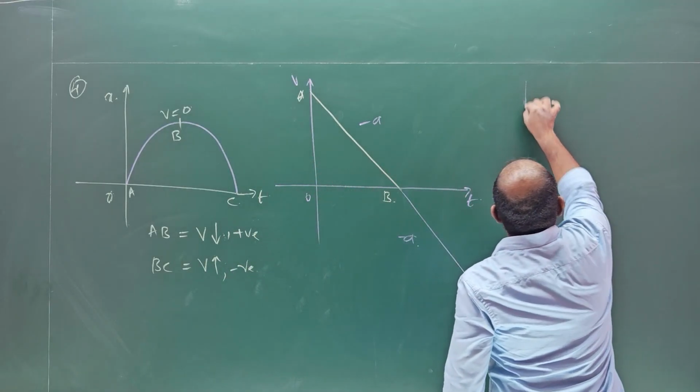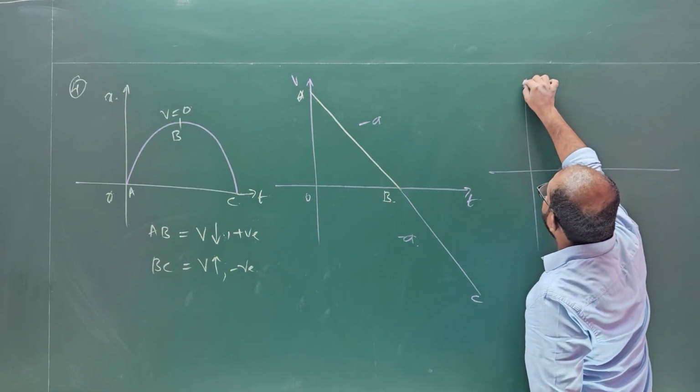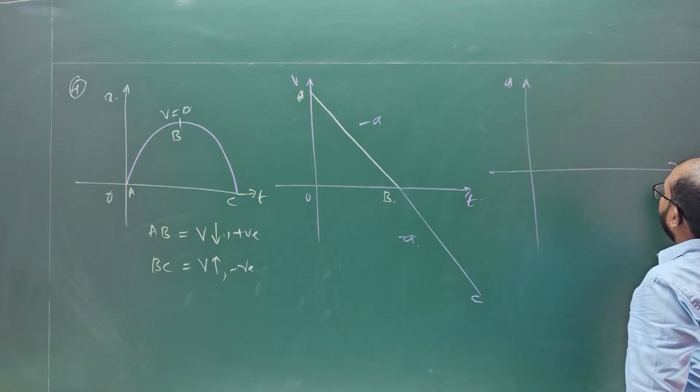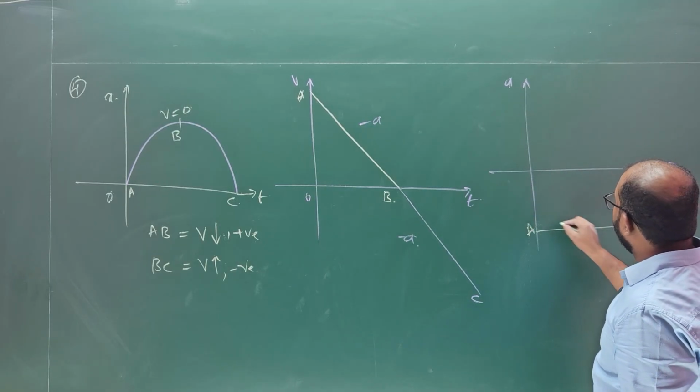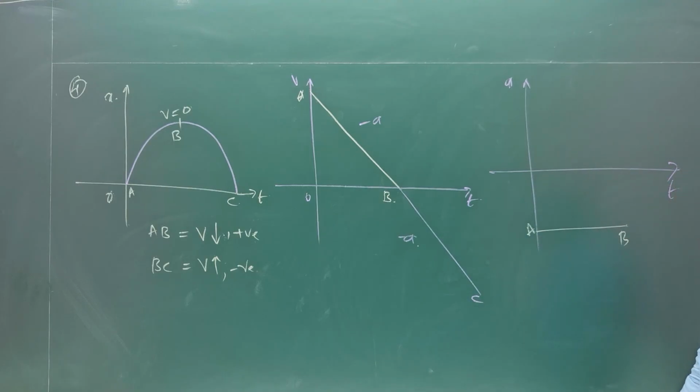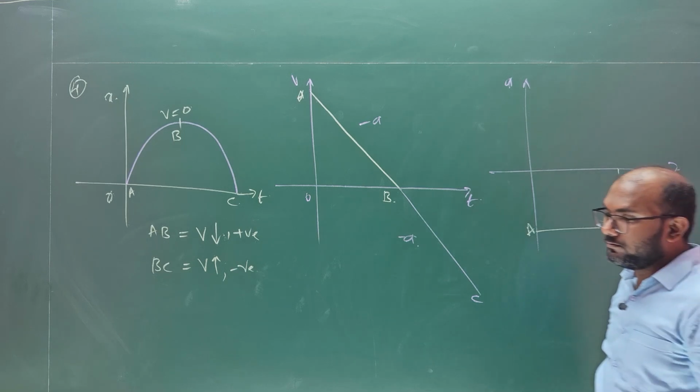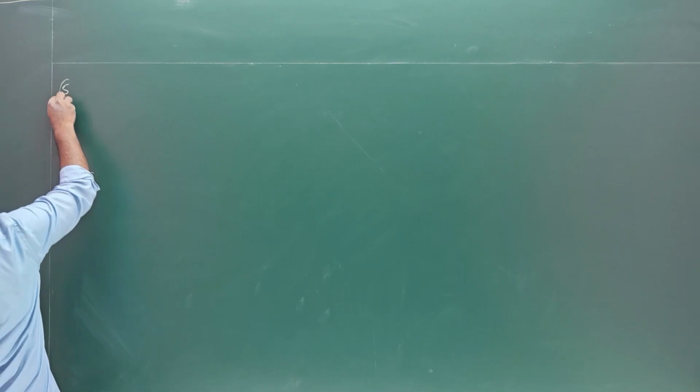Then can I say that the AT graph will be looking like this? This is your A, this is your T. Then A to B, again negative. Yes or no? And B to C is also negative. Did I get my point? Yes? Okay, example number 5.